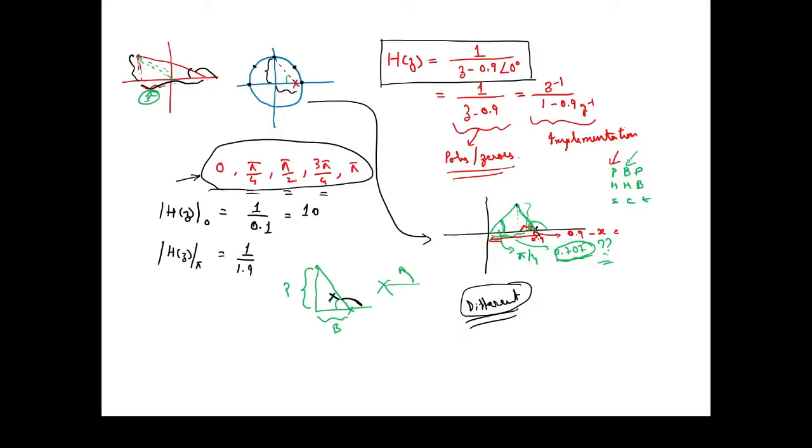So good morning everyone. In our last class, I showed you the frequency and amplitude response, how to calculate those things at 0 and pi radians. And then I asked you to do it for all the other frequency components. Okay, I hope all of you have done it. Now moving forward.